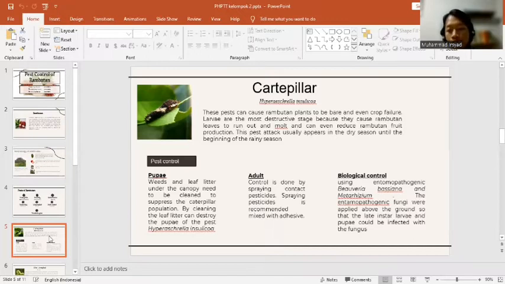And then biological control. Using entomopathogenic fungi such as Beauveria and Metarhizium, the entomopathogenic fungi were applied above the ground so that the last instar larvae and pupae could be infected with the fungus.